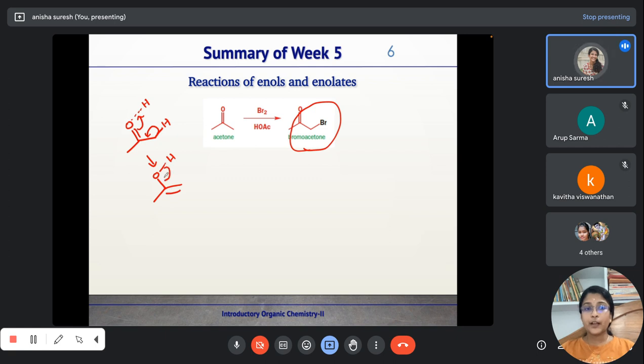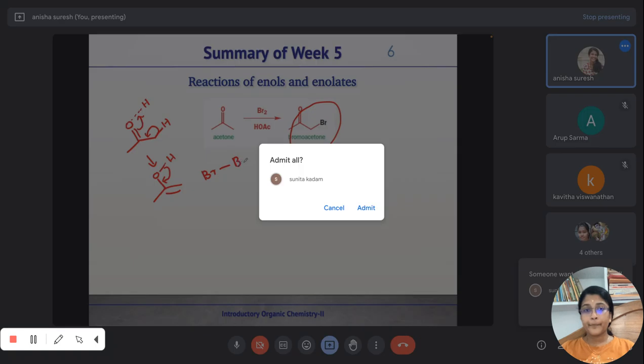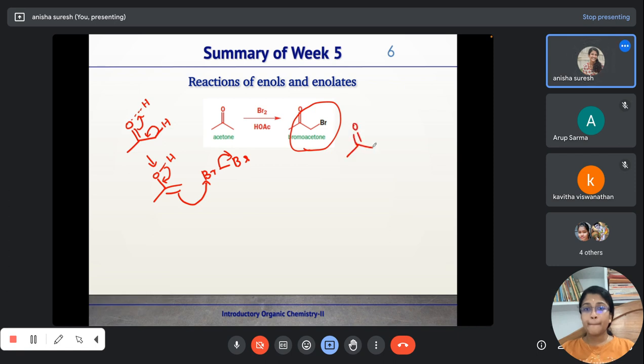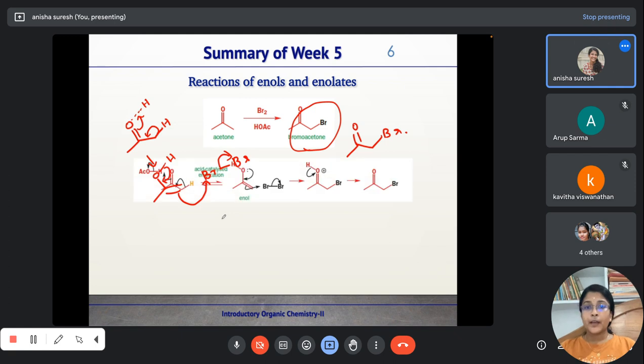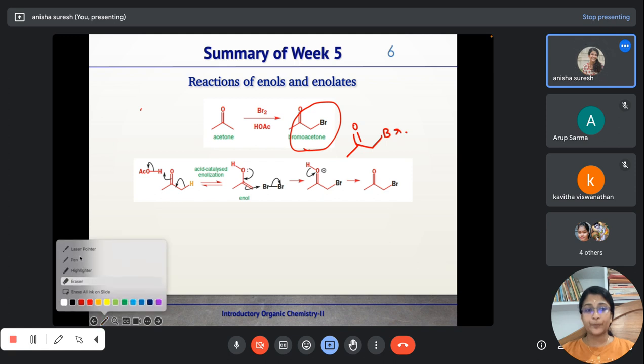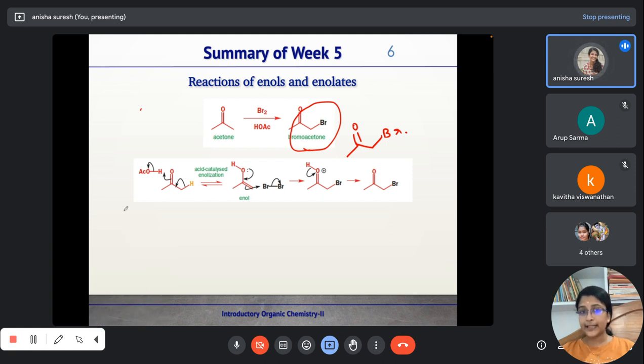And once this enol forms, it will attack the bromine and lead to formation of bromoacetone. So that mechanism is shown here. First, this will be falling down. Then a proton will be abstracted from acetic acid. Then once it falls down, bromine will be abstracted, and thus after proton loss, it will result in the formation of bromoacetone. This mechanism is clear, right?